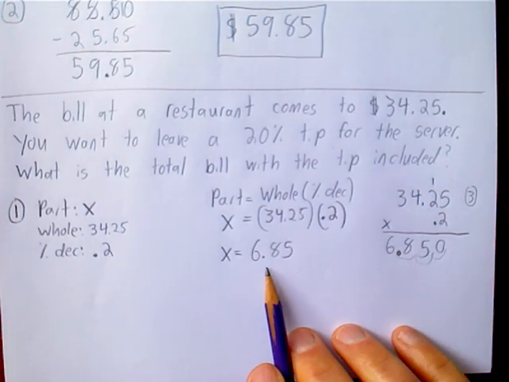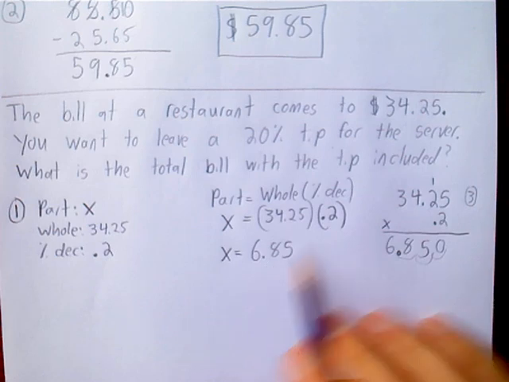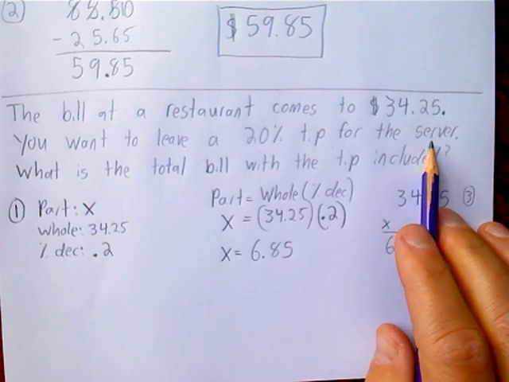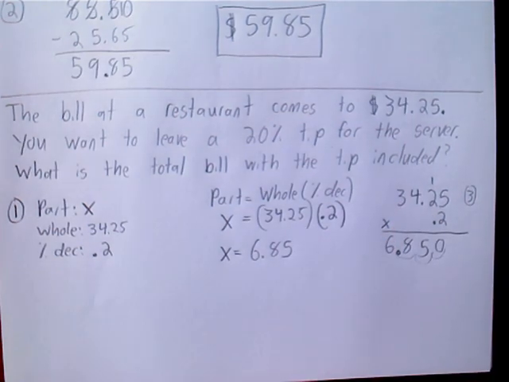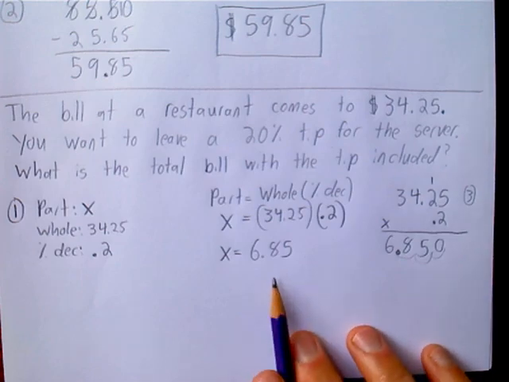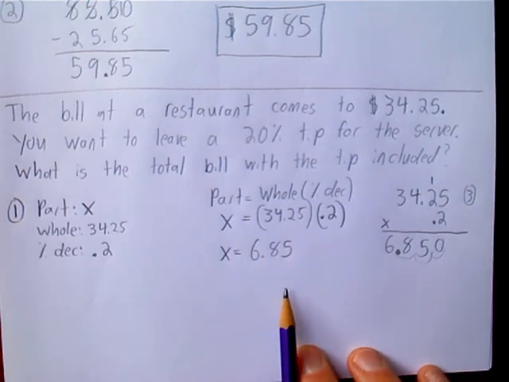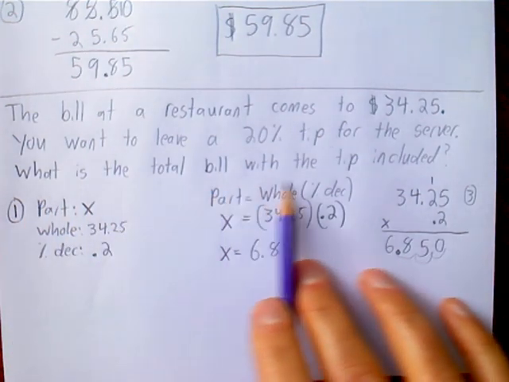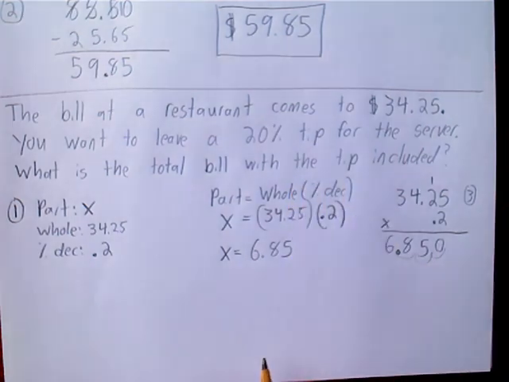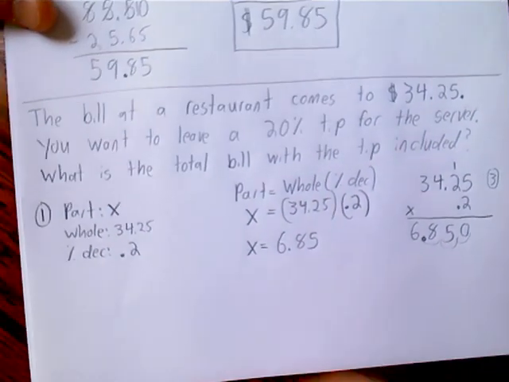So again, this was the part. This is how much the tip is going to be. This is how much money this server is going to get for serving you and your family at your restaurant. But that's not what the question's asking for. It's asking for what is the total bill with the tip included. So this comes to our second part.